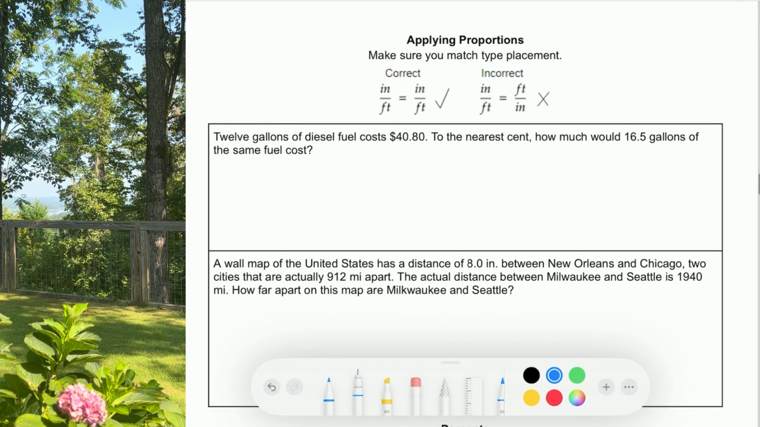Let's scroll up. Now we're going to look at some word problems where we use proportions to actually find missing values. So we've got an important tip here. Make sure you match type placement. What I mean by that is in this correct version here, you'll notice in the first ratio, I have inch to feet. I have the inch in the top, I have feet in the bottom. On the other side of the equal sign, I also have inch in the top, feet in the bottom. That is what I mean by making sure you match type placement.